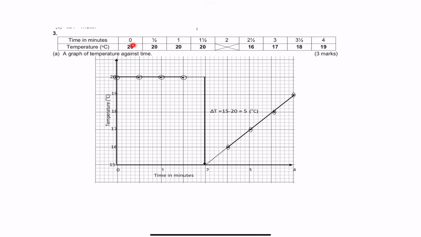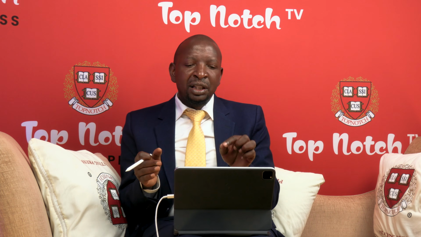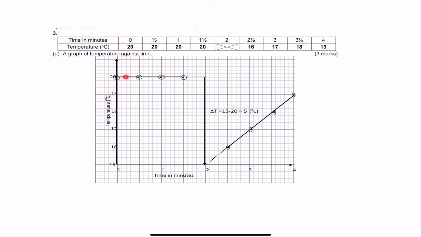So as you can see here, the temperature at 0 is 20, at half a minute is 20, at 1 minute is 20, at 1.5 is 20. At 2 minutes there is no plot, because that's when we mix the two reagents. In that scenario, there is discontinuous data for temperature. That's why we say that for a graph derived from discontinuous data, after plotting, you have to get two lines of best fit.